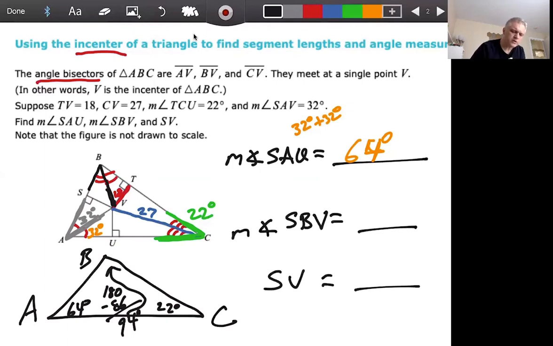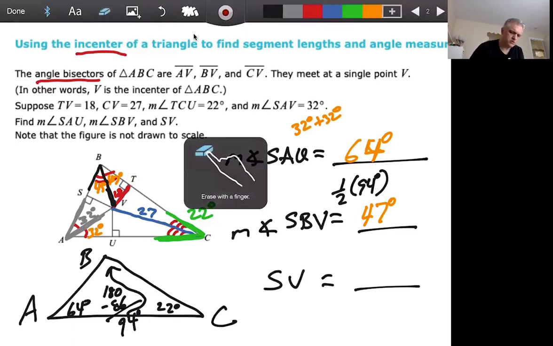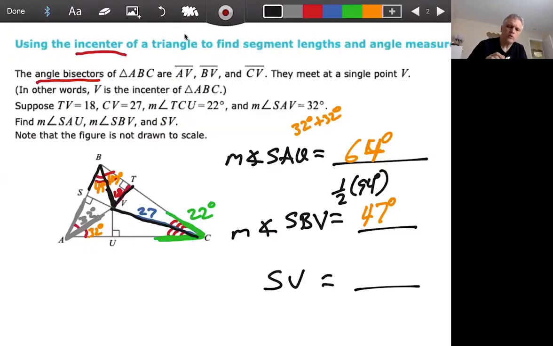So if angle B is 94 degrees, then the angle that we want, this angle right here, because we have an angle bisector, we know that angle SBV is 1/2 of that 94 degree angle. Okay, so half of 94 is 47. So I know this is 47. And this other guy here is 47 degrees if they ever ask us for that. They're not going to, but they did. We should know it. Okay. So the angle bisector gives us all of the angles, which is nice. Okay, now we want to find the length of segment SV.